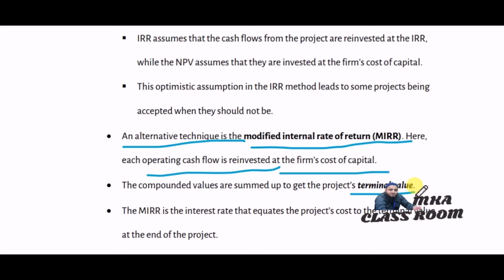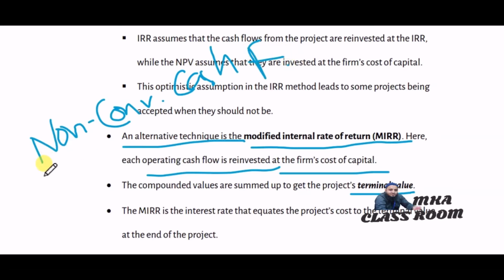Basically, we use MIRR for non-conventional cash flows. For conventional cash flows we use IRR, but whenever non-conventional cash flows come, we cannot use IRR. So there are drawbacks. Internal rate of return has drawbacks for non-conventional cash flows.